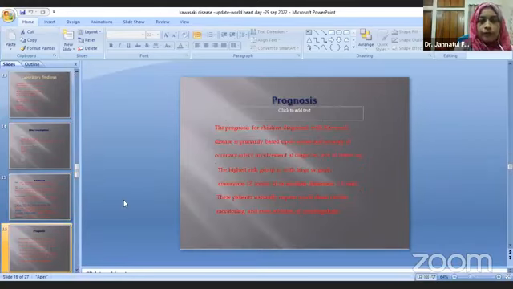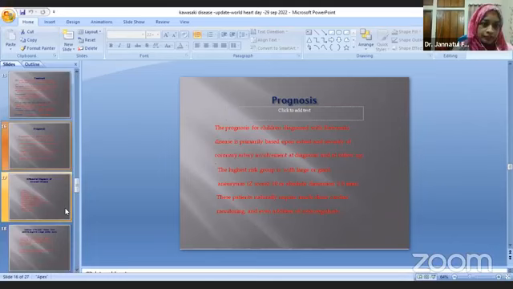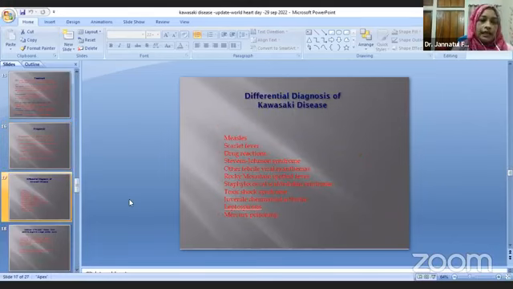The prognosis is based upon the extent and severity of coronary artery involvement at diagnosis and follow-up. The highest risk group is those with large or giant aneurysm. Those require much closer cardiac monitoring with some anticoagulant therapy. These are the differential diagnoses of Kawasaki disease.